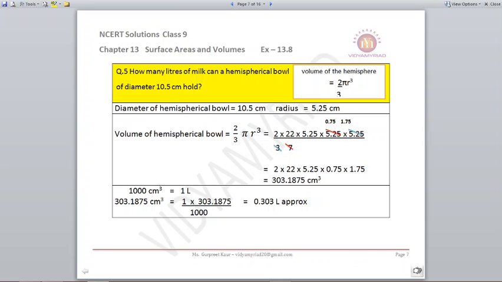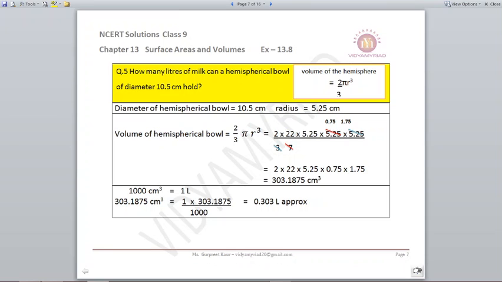Question number 5. How many liters of milk can a hemispherical bowl of diameter 10.5 centimeters hold? Now you have a bowl which is in the shape of a hemisphere. The volume of hemisphere is 2 upon 3 pi r cube, that is half of the sphere. So the diameter is given to you as 10.5, so the radius is 5.25 centimeters. Put it into the formula of 2 upon 3 pi r cube.